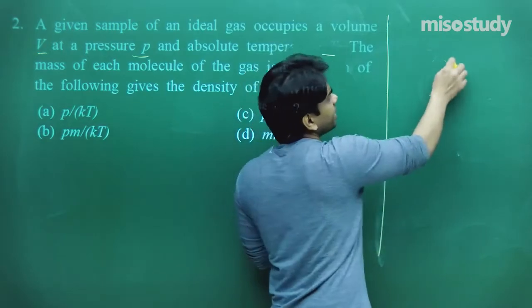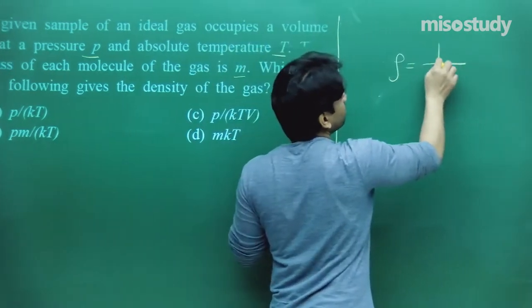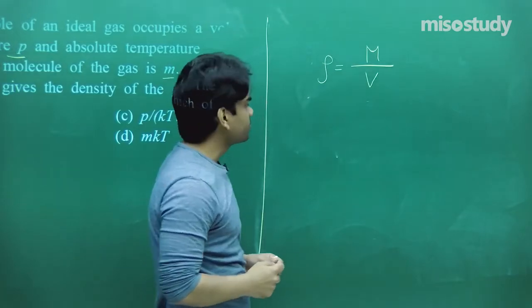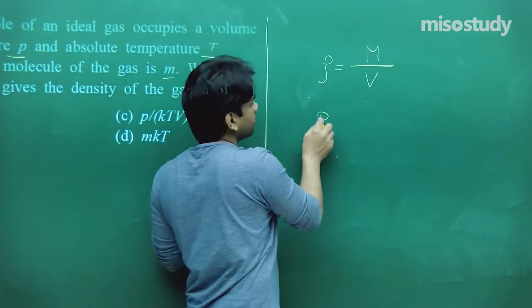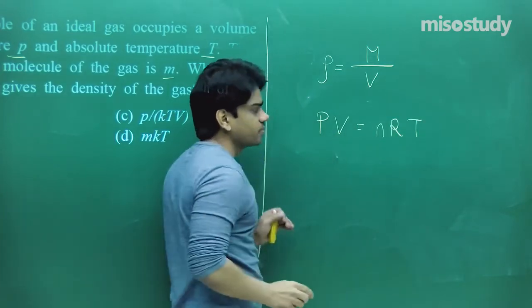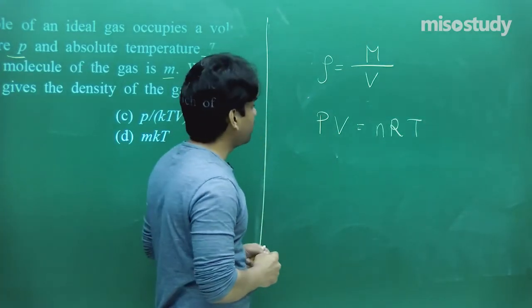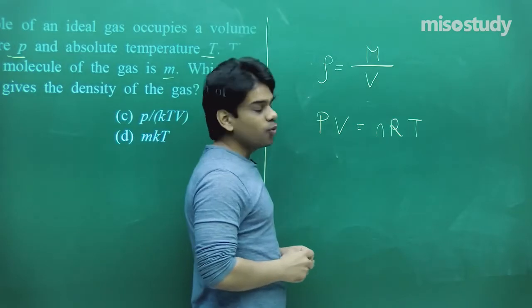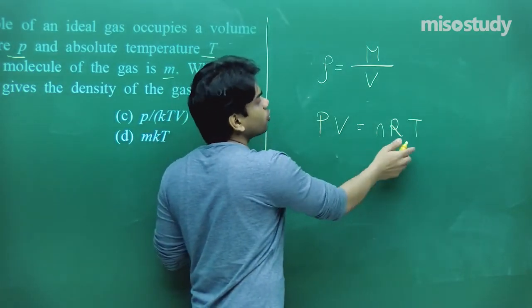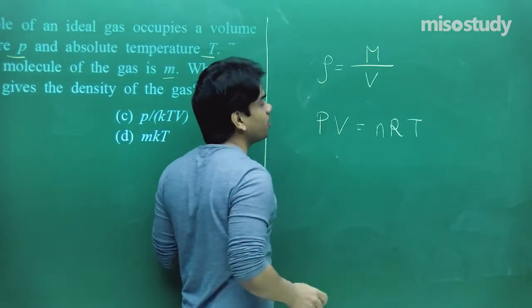So first of all, you see density is what? Density is mass per unit volume. This is what we know about density. Now before going further, we know that PV equals nRT. This is what we know about PV. Now here you see how we can actually replace. Pressure into volume equals nRT. Here we have rho equals m by V.